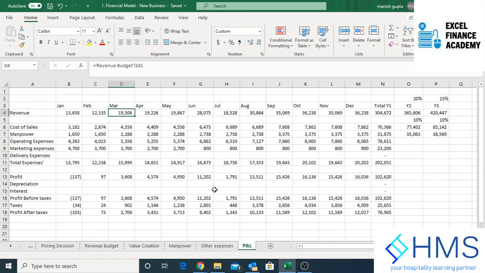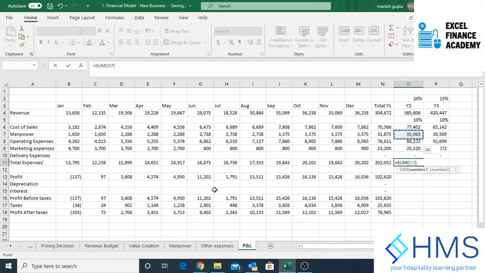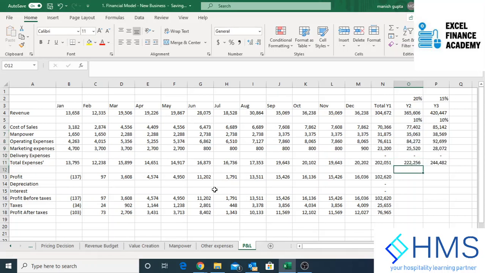And then we linked all these costs into the main P&L. So cost of sales, manpower, operating expense, marketing expense. Now we have to do the delivery expense. So delivery expense we didn't do yesterday because I wanted to demonstrate one concept here of doing it, how we make a decision to do by ourselves or do by contractors. So that's what we are going to learn today now. So let's hang on.